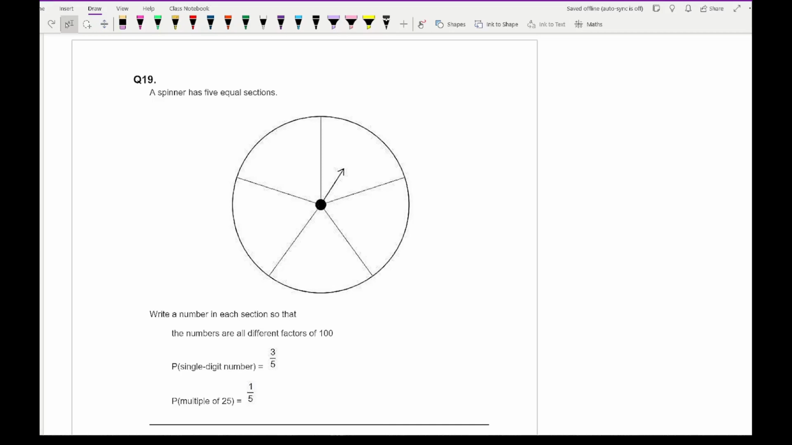Moving on to question 19, it says that a spinner has 5 equal sections. Write a number in each section so that the numbers are all different factors of 100, that the probability of a single digit number is 3/5, and that the probability of getting a multiple of 25 is 1/5.